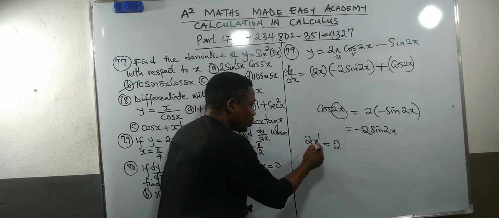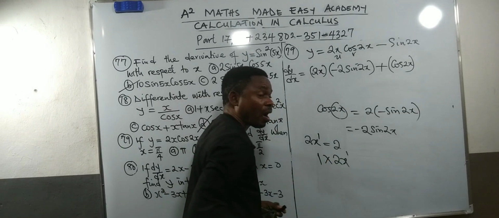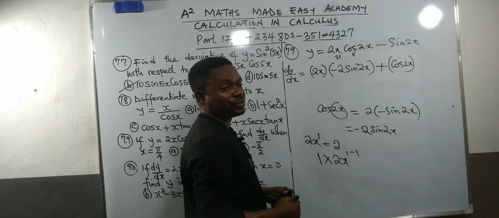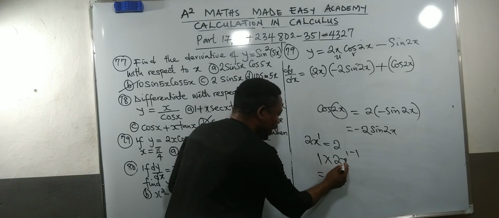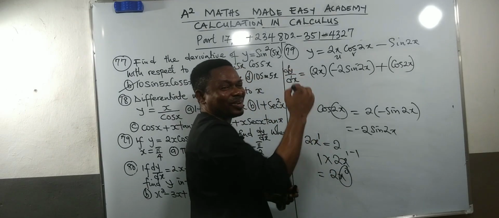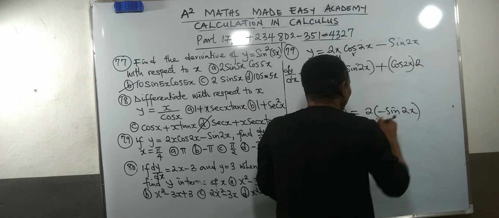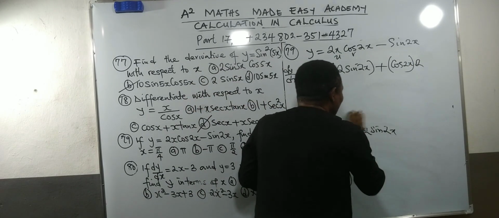Invisible 1. Consider the power 1. Repeat the question. 2x raised to power 1. Introduce minus 1 to the power. At the end, I will say 1 times 2x will give me 2x, right? 1 minus 1 is 0. Anything raised to power 0 is 1. Then 1 times 2 will give you what? 2. Oh my goodness. Can you see we are done with that, gentleman?